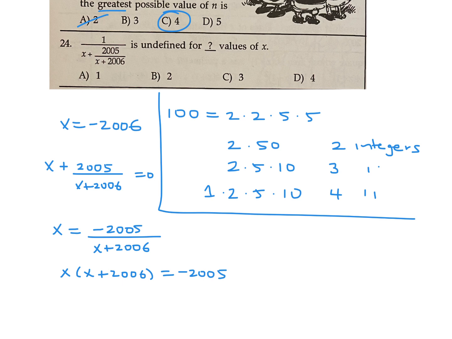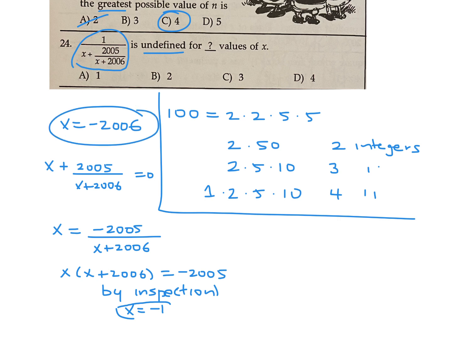Oh boy, this is a quadratic, right? No, that's messy. By inspection, actually, I noticed that if you set x equal to -1, this would satisfy the equation, right? Because it'd be 2005 in the bracket, and you multiply by -1 to get minus 2001. So x equals -1 is also a value that would make this whole thing undefined. So we got 2 values, and therefore the answer would be B, 24.